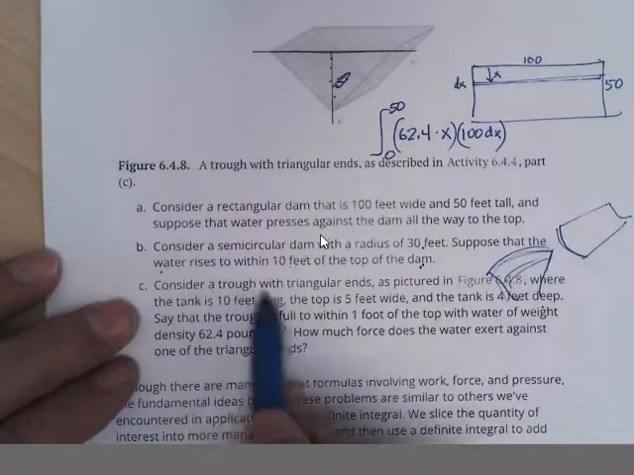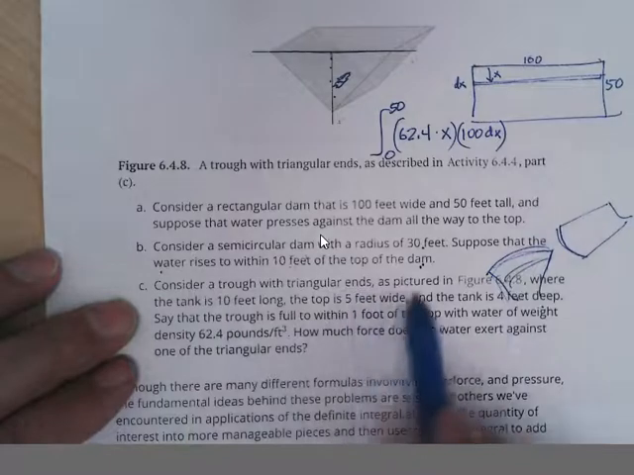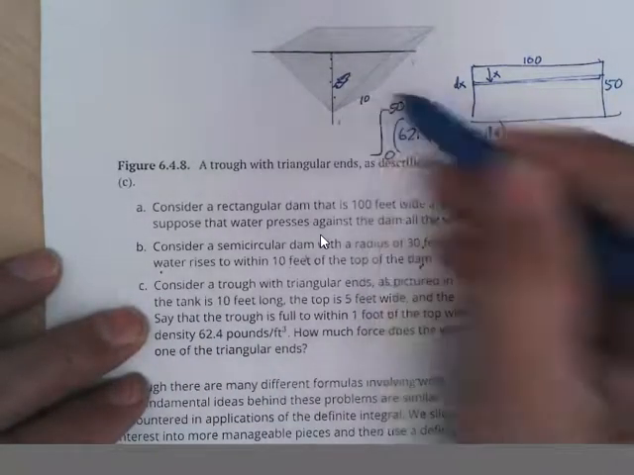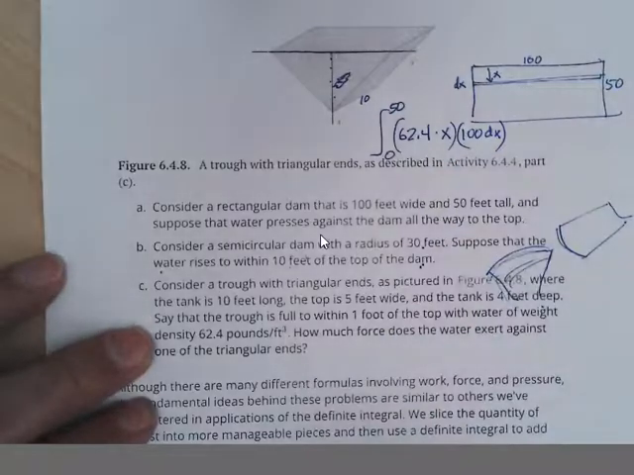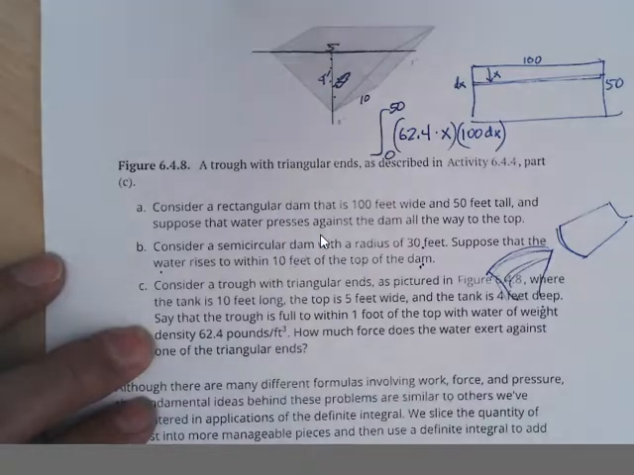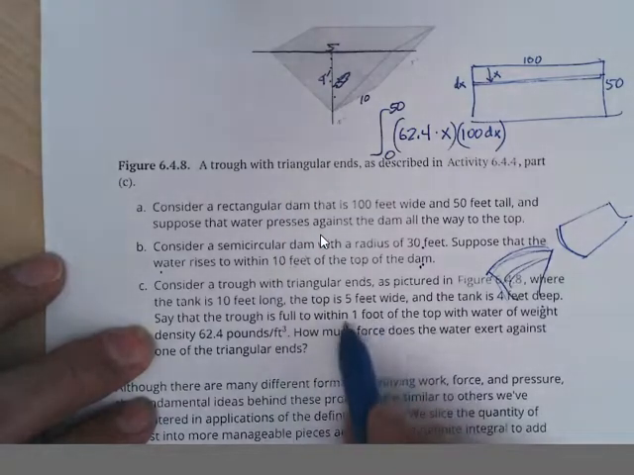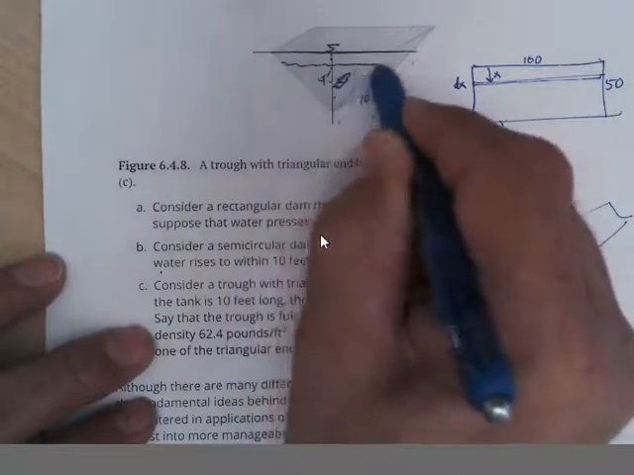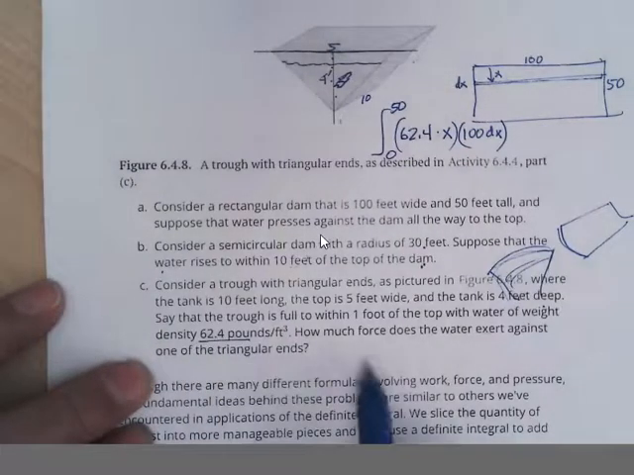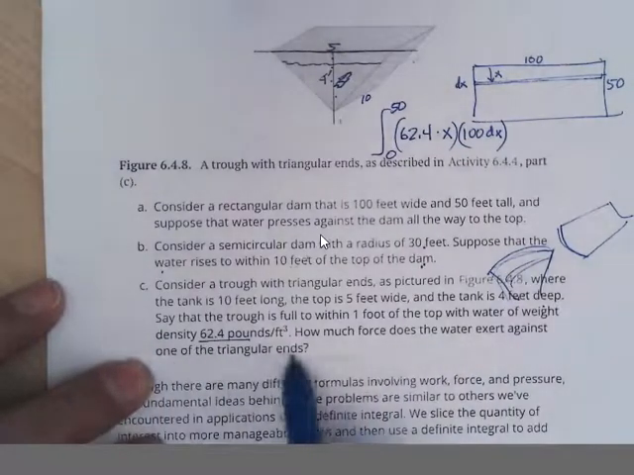Consider a trough with triangular ends as pictured in the figure, where the tank is 10 feet long, so this must be 10 feet. The top is 5 feet wide, and it's filled to 4 feet deep, and full to within a foot of the top. And we have the density of water. How much force does the water exert on one of the triangular ends?